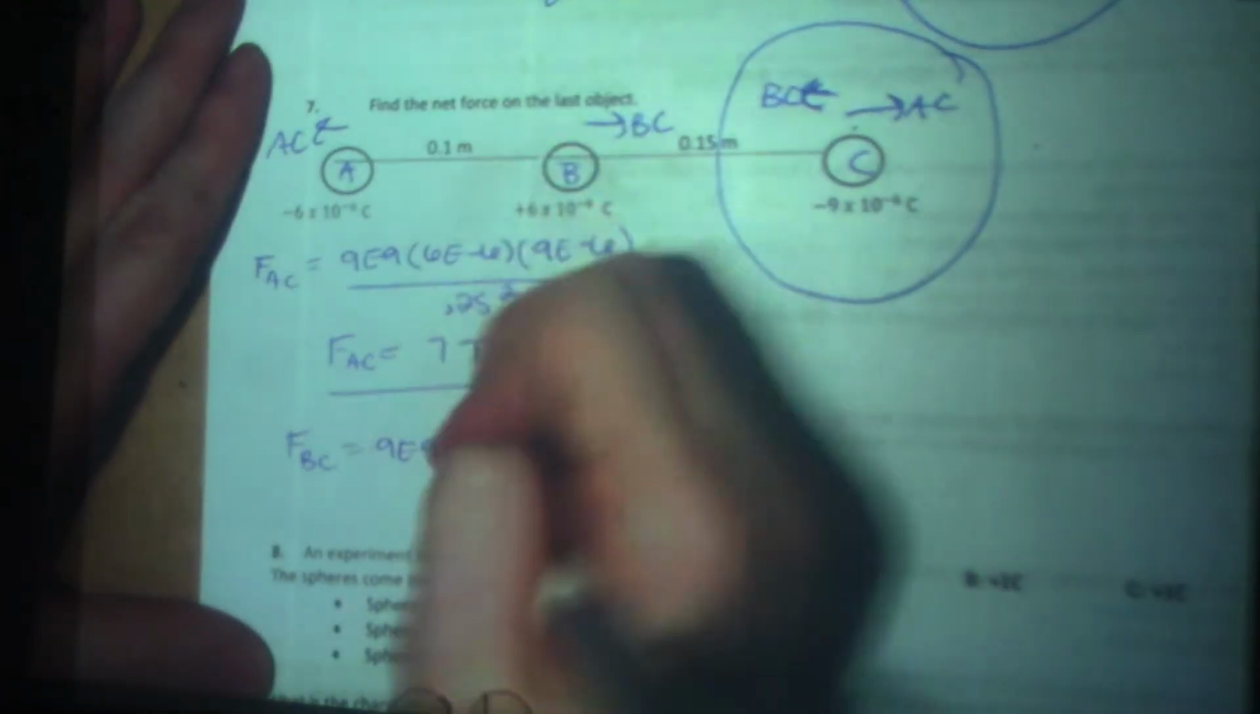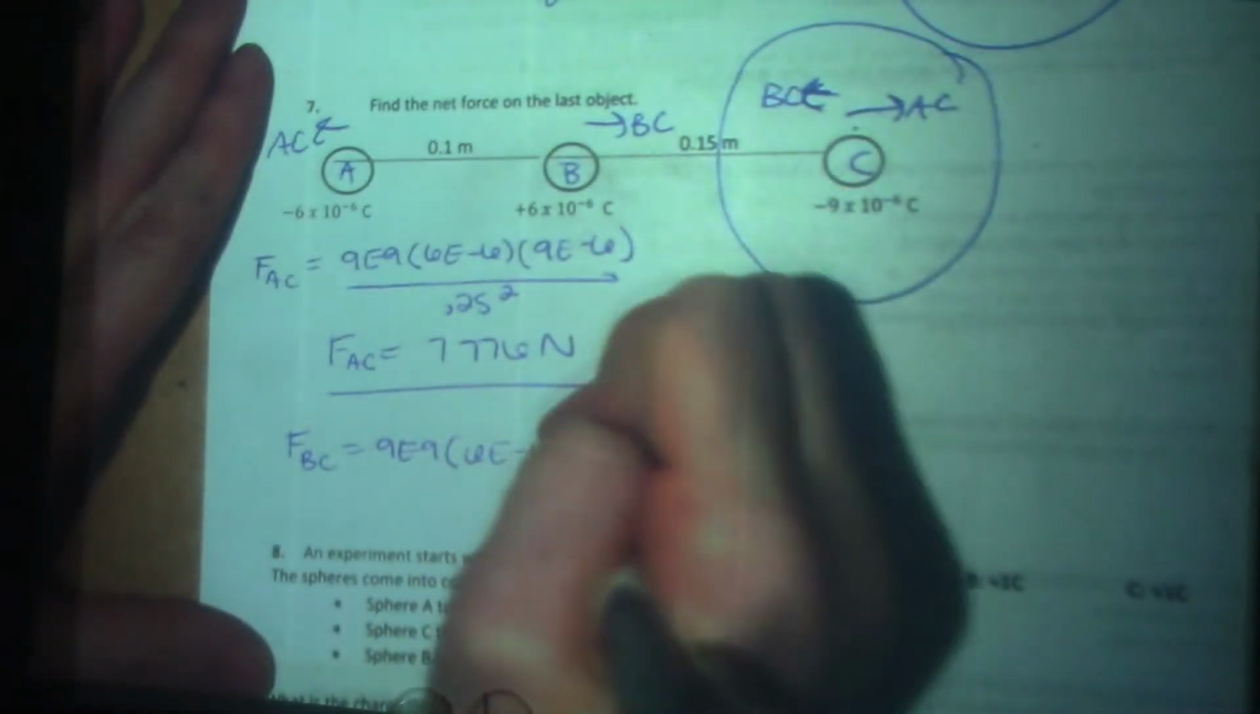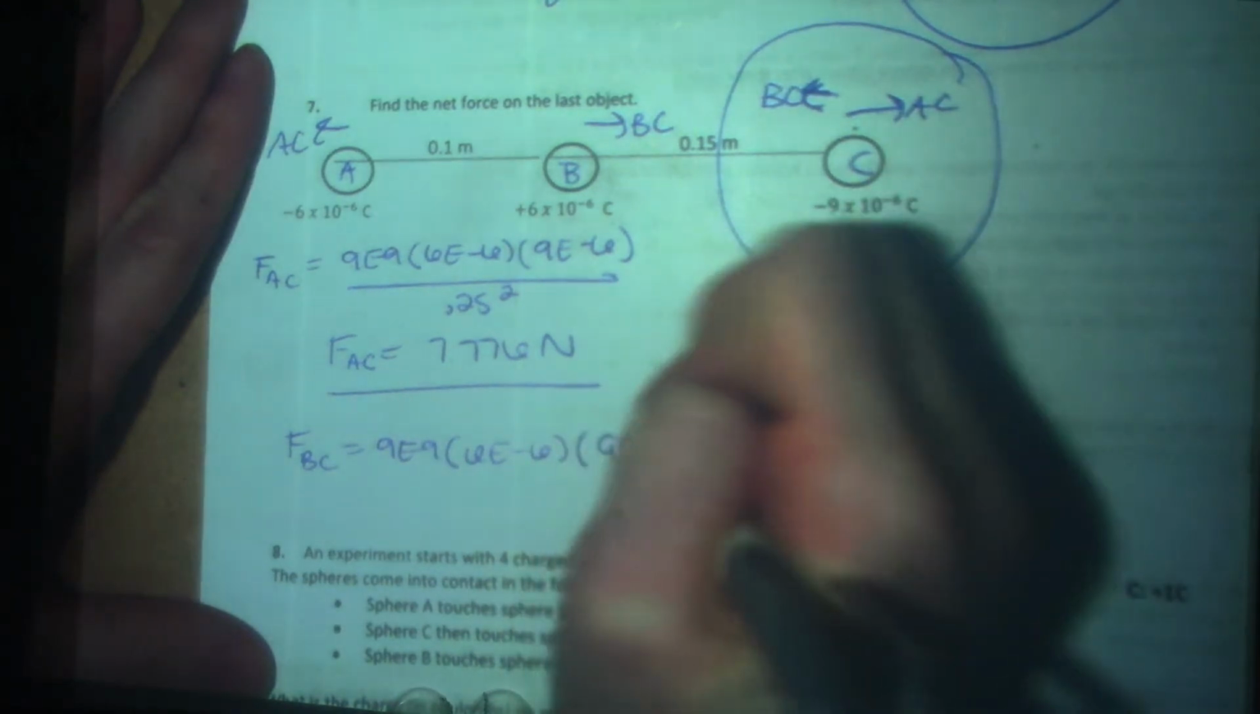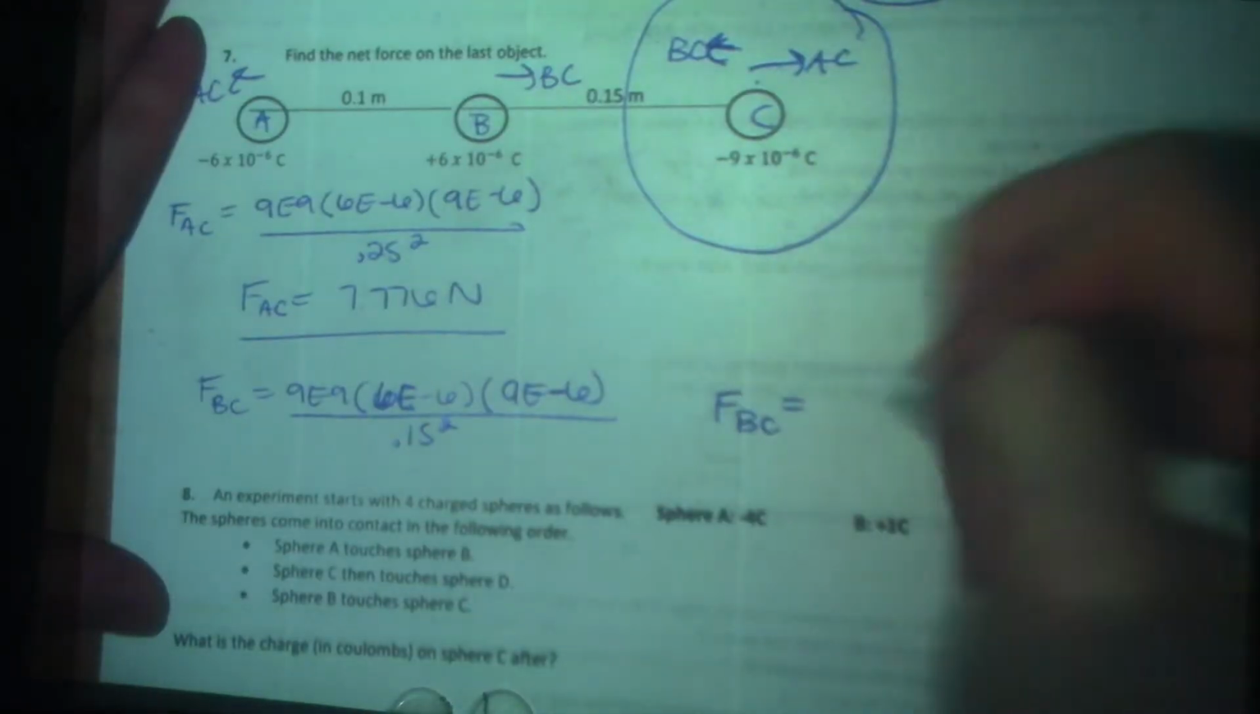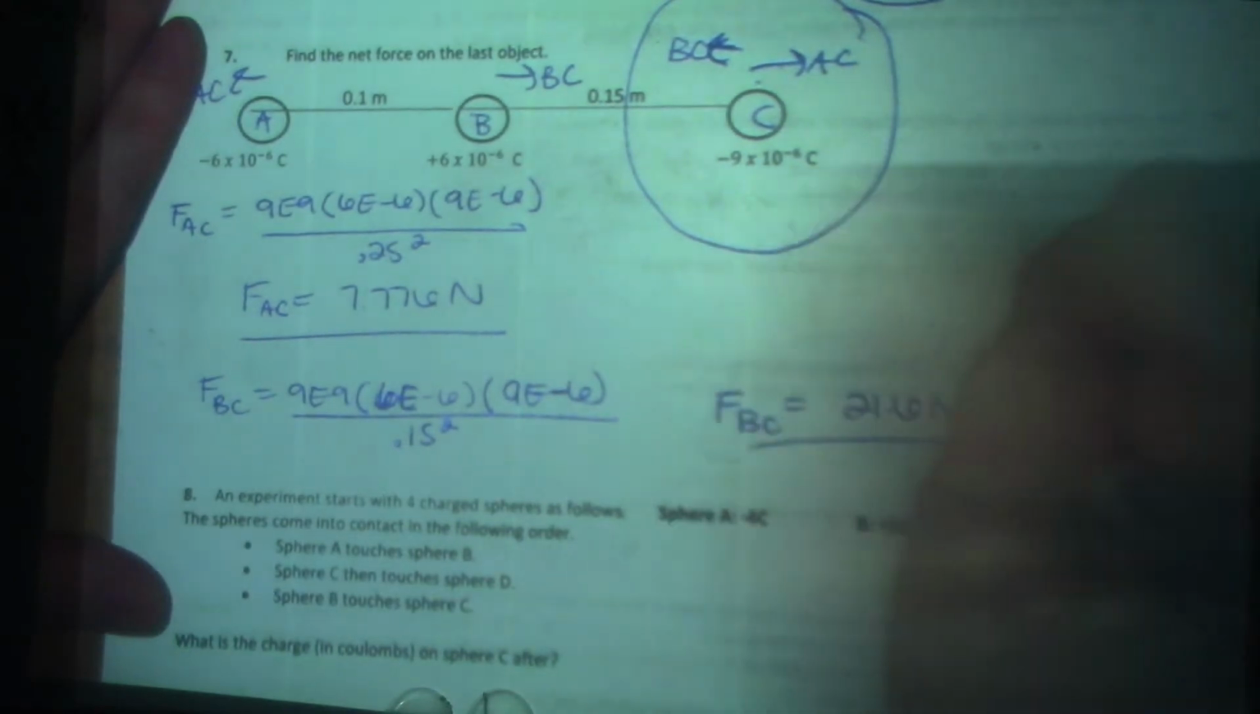Times charge B, 6E negative 6, charge C, 9E negative 6. You'll notice I'm not plugging in the negative signs on the charges, because we already know what the negative signs mean, attract or repel, and it'll mess up our numbers if we plug those in. And then the distance between B and C is just the 0.15. So that gives me that the force between B and C is 21.6 newtons.